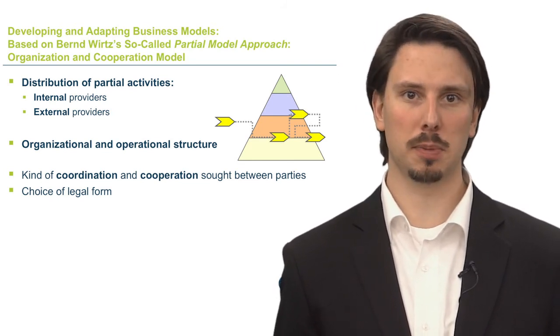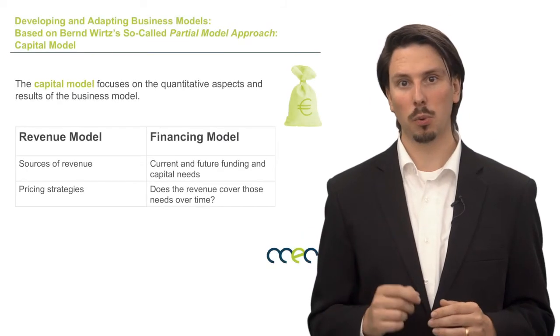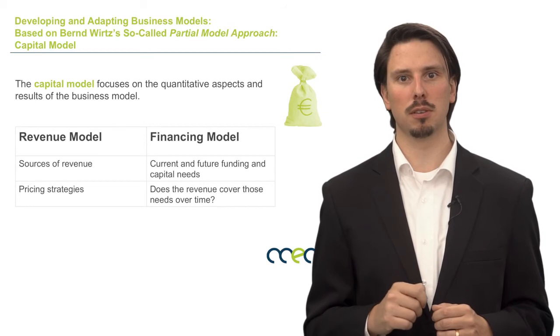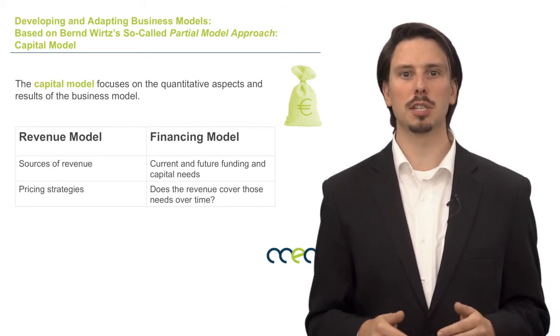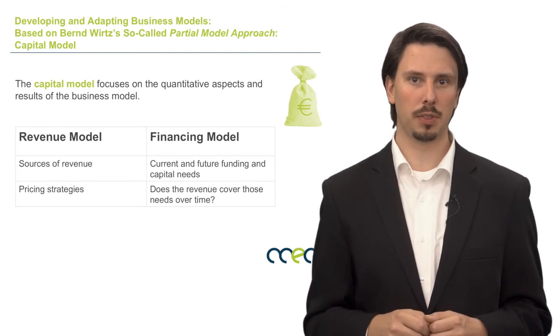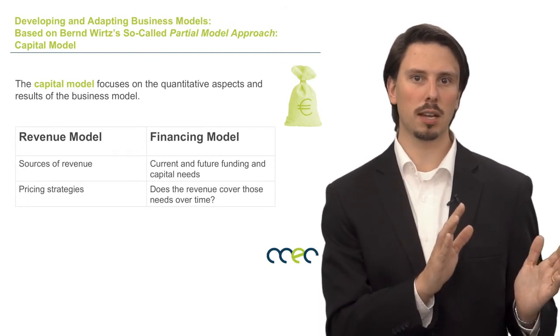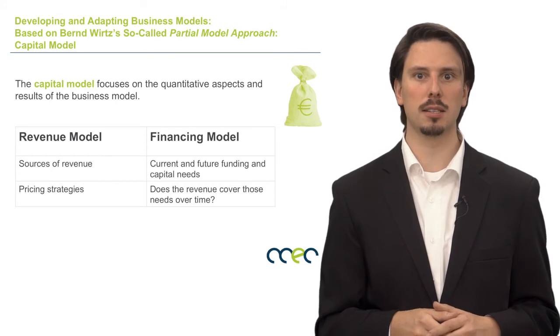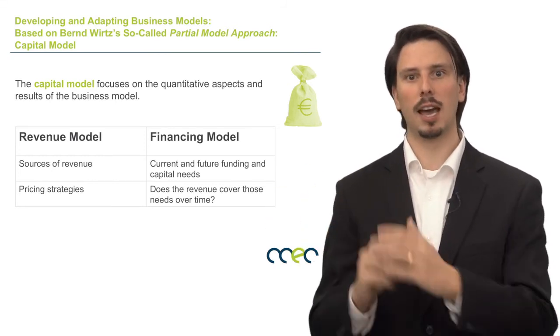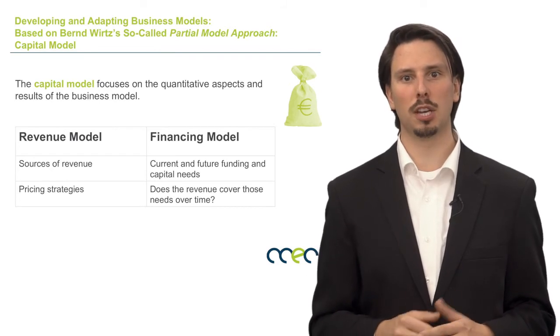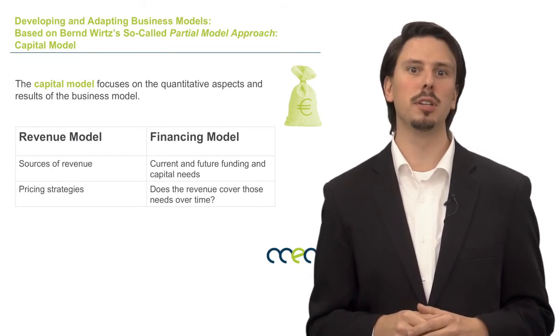legal, and tax-related aspects. Our final model to analyze is the capital model, with which businesses analyze financial resources as well as expected capital needs. Wirtz distinguishes a revenue model from a financing model. The revenue model takes a closer look at potential sources of revenue and analyzes different pricing strategies. By contrast, the financing model analyzes which current and future capital needs exist and how they are fulfilled by equity or debt capital.